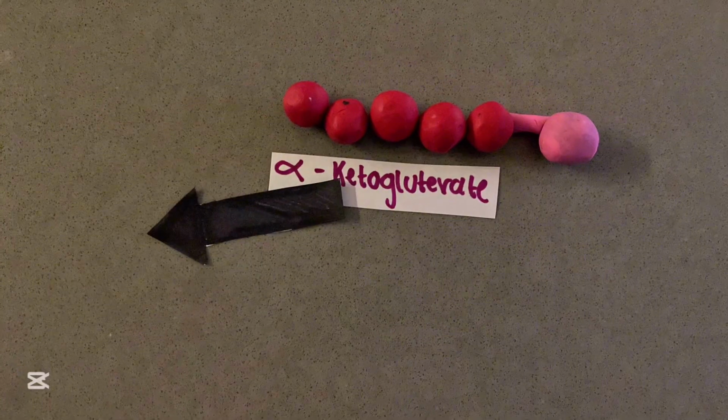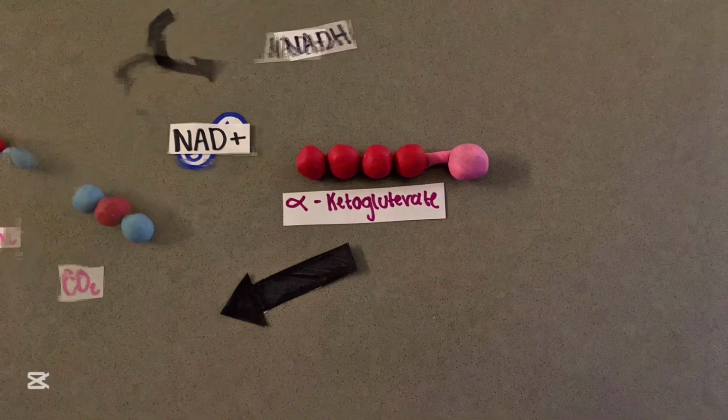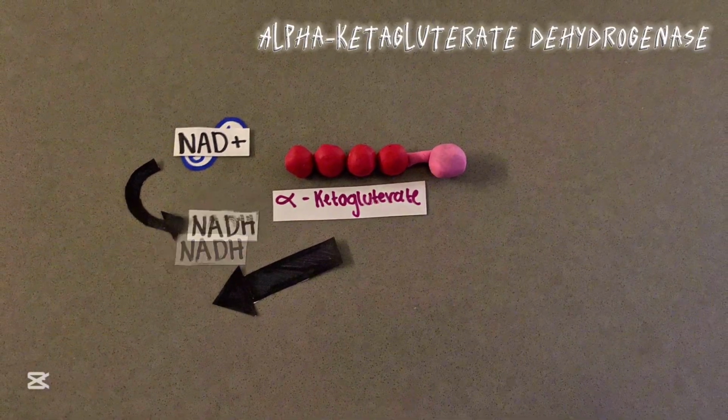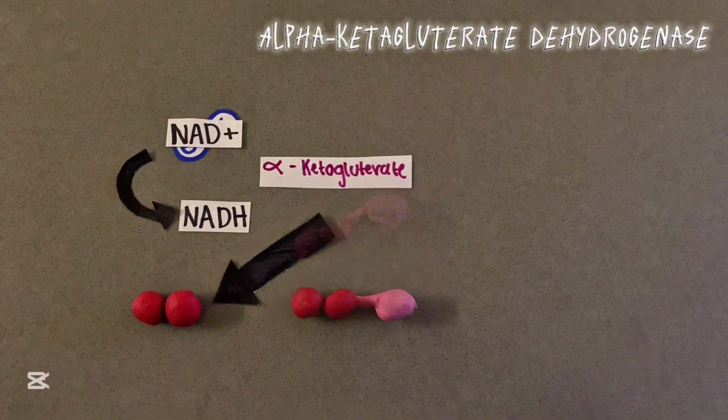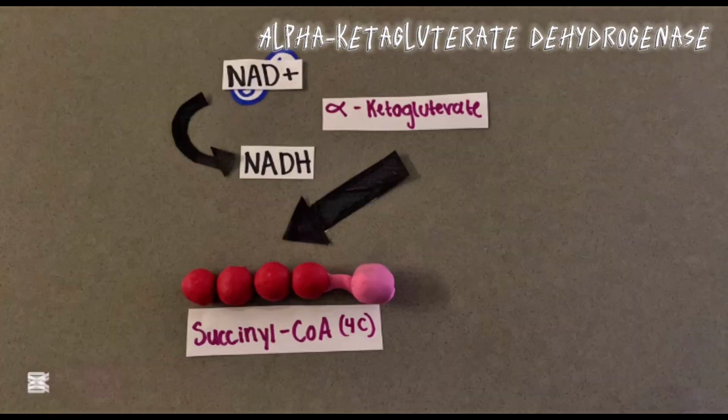Alpha-ketoglutarate, a 5-carbon, gets oxidized to succinyl-CoA, a 4-carbon. This reaction is catalyzed by the enzyme alpha-ketoglutarate dehydrogenase. During this reaction, a decarboxylation occurs, where carbon is lost in the form of CO2. The oxidation of alpha-ketoglutarate releases electrons which are accepted by NAD+, which then gets reduced to NADH.